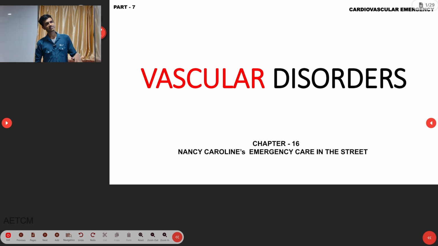So in this last part of cardiovascular emergency, we are going to deal with vascular disorders. Three major conditions we are going to discuss. Two things regarding our arteries, aortic dissection and aortic aneurysm, and then another one is acute limb ischemia. The third one is related to our vein system, that is deep vein thrombosis.